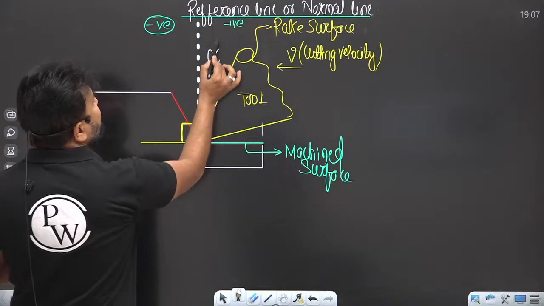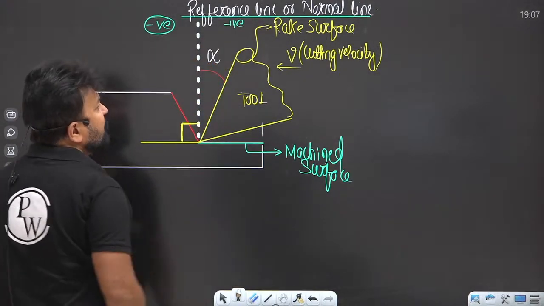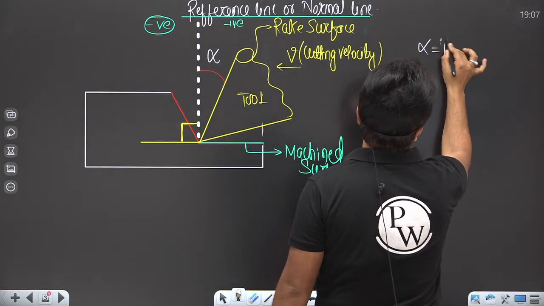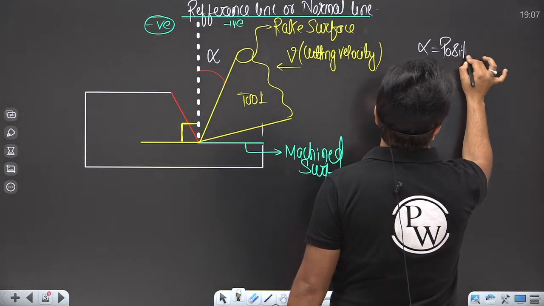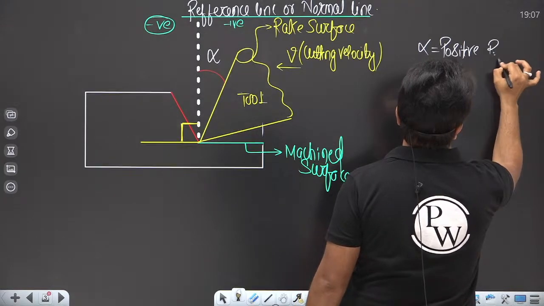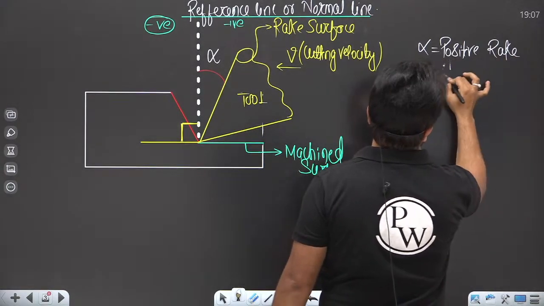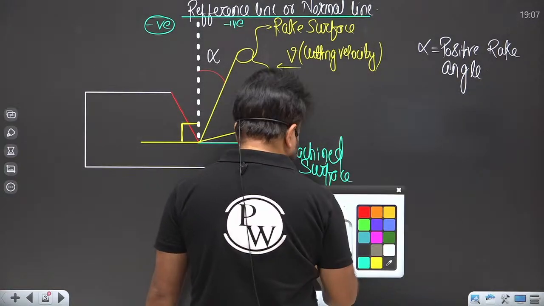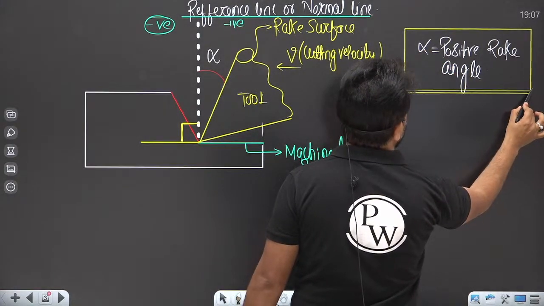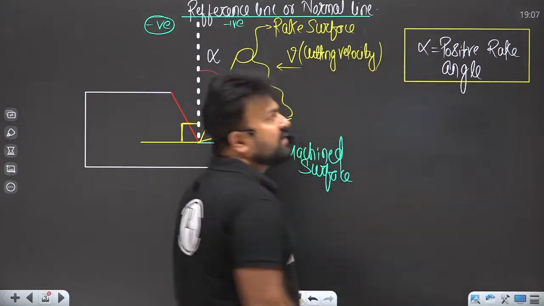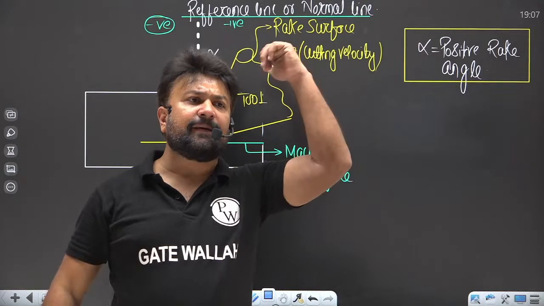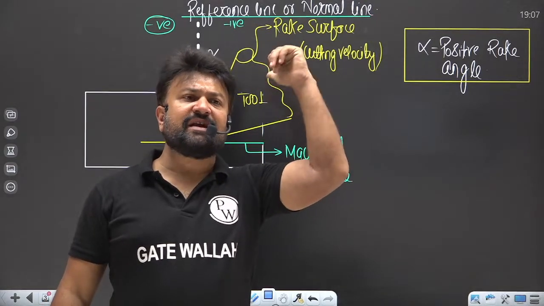So this is alpha, which lies on the positive side. So that's why this is a positive rake angle. Am I clear? Yes or no? Let me clear this concept. This is a positive rake angle. Is it clear?